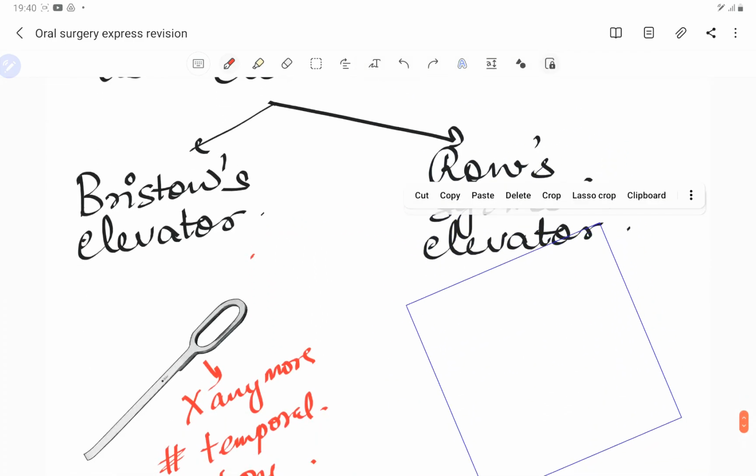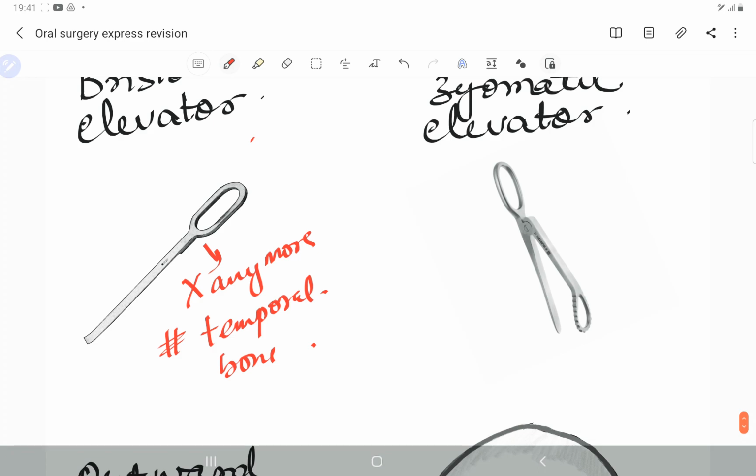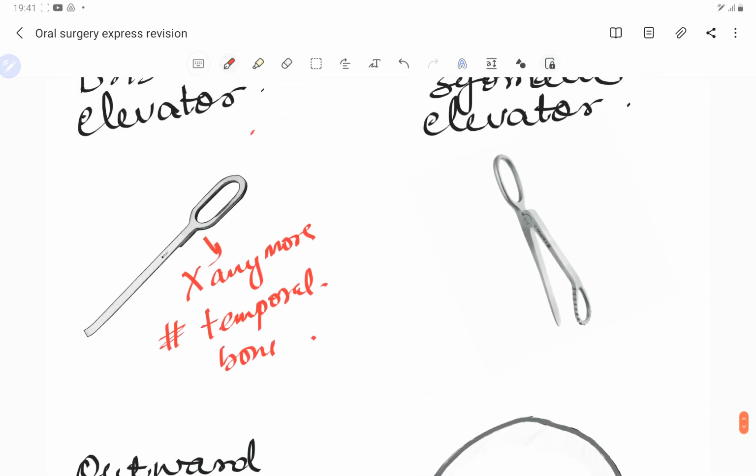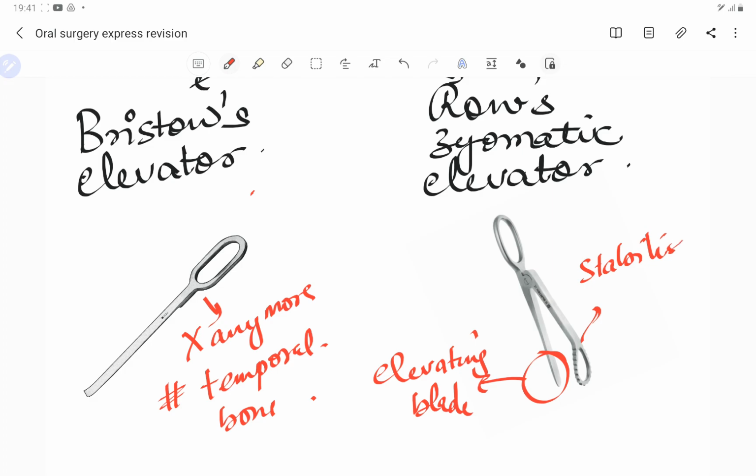So this is the Rose zygomatic elevator, and if you can appreciate, it has got two ends. And the ends are basically different, so you can appreciate very nicely this Rose zygomatic elevator. So this one end is the elevating blade, the another blade is the stabilizing blade, right?